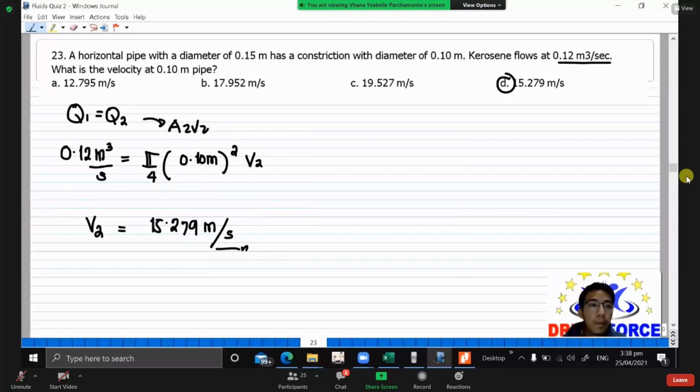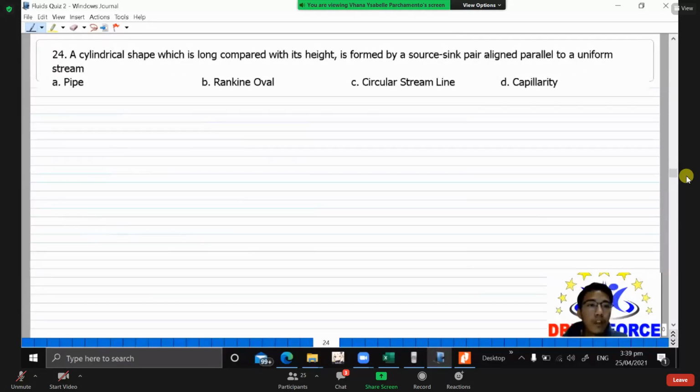Okay, next number 24. So a cylindrical shape which is long compared with its height is formed by a source sink pair aligned parallel to a uniform stream. What do you call this one? That is the Rankine oval. So letter B.